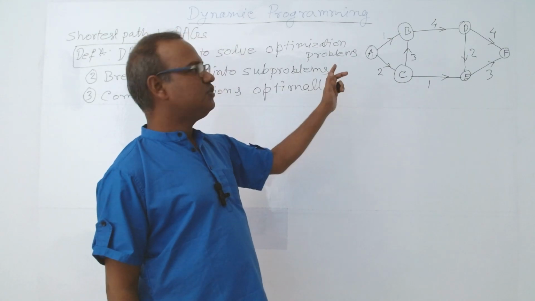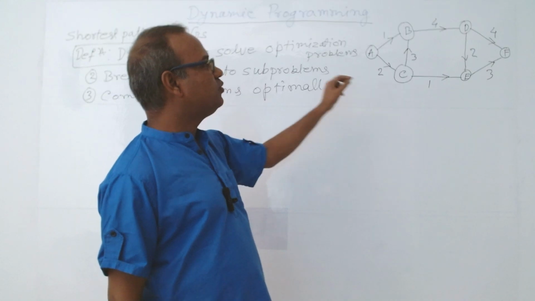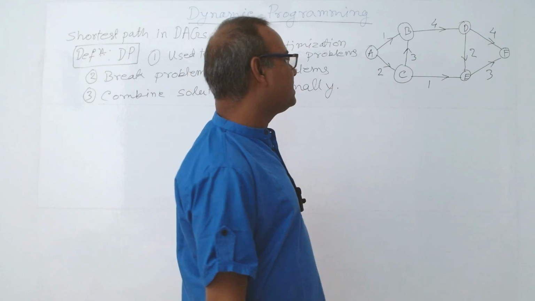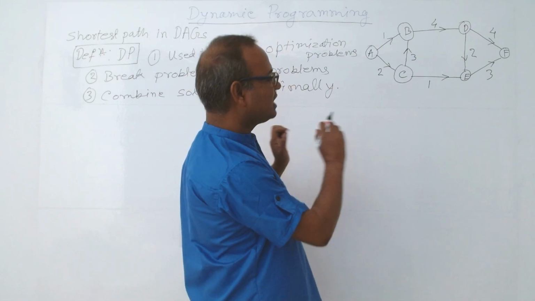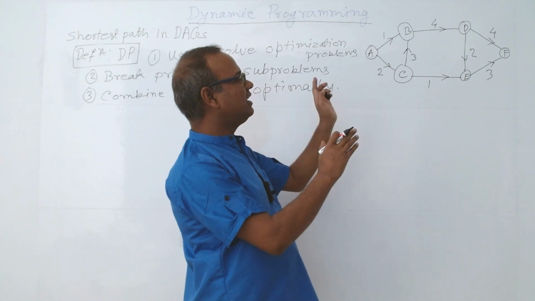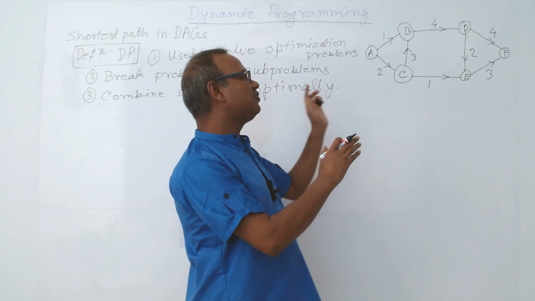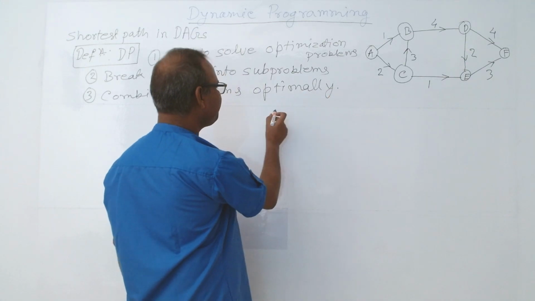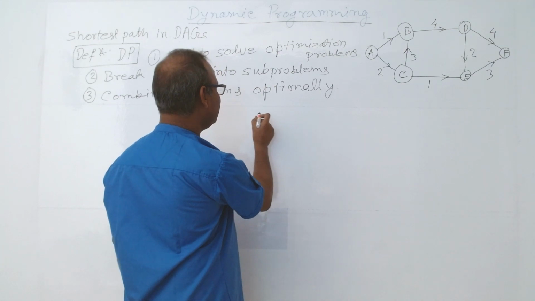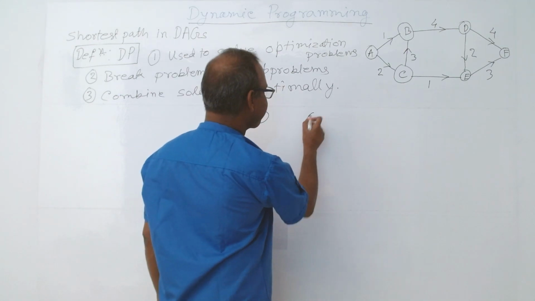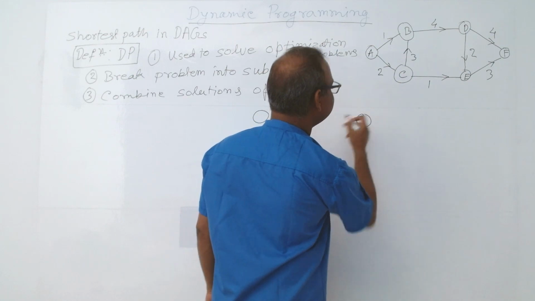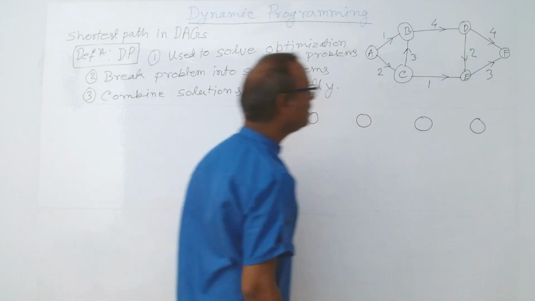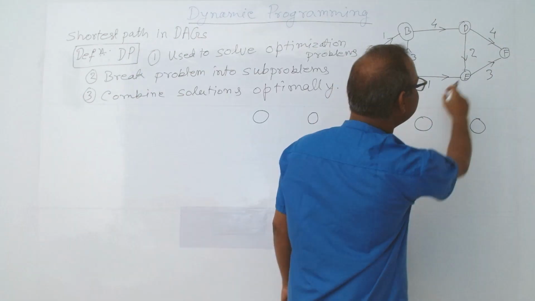Now, the first thing we are going to do with this is represent the graph in a linear fashion. Linear fashion means we will draw it in such a manner that all the edges look like they go from left to right. We can easily do that. Let's say we have A here, C, D, and E. So F must be the last node.